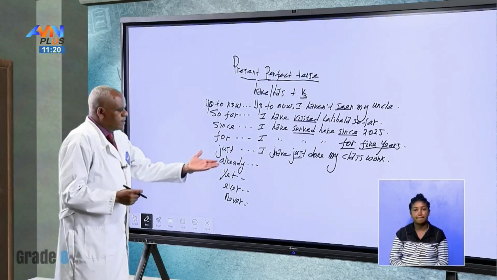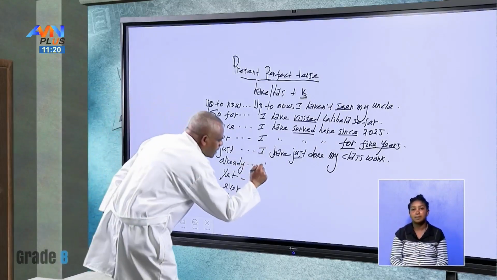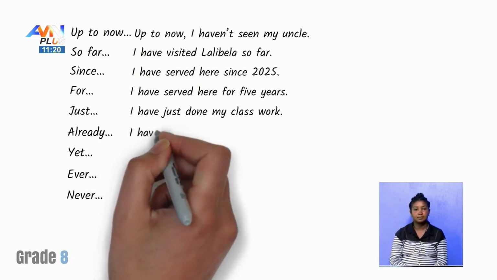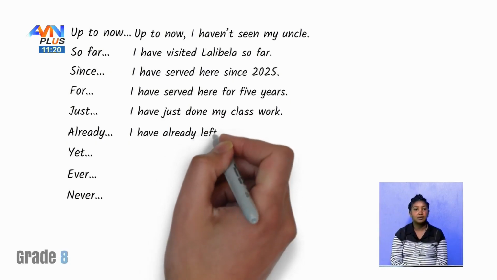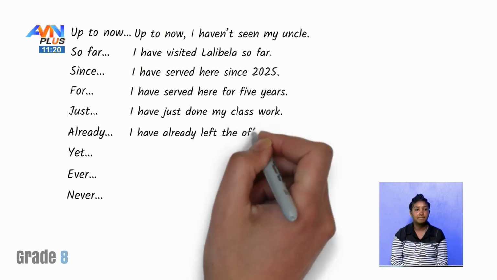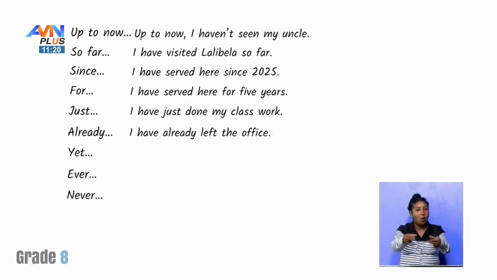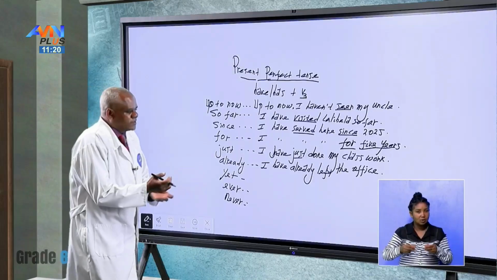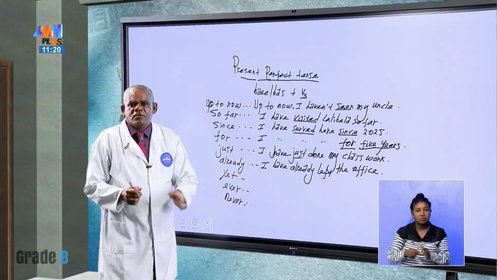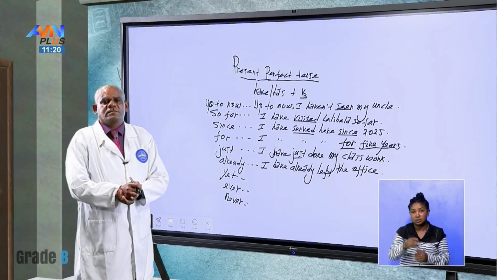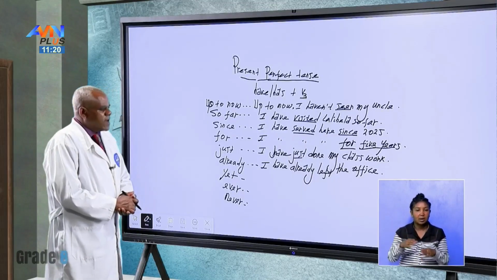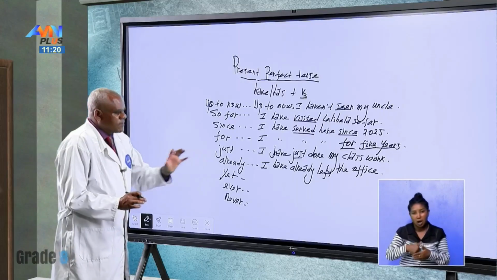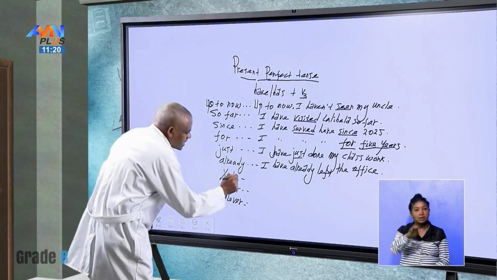Already is similar to just. It's okay? I have already left the office. Look, I have already left the office. This shows that just and already are both used in the same context. I have just done my classwork and I have already left the office. Same context, right?